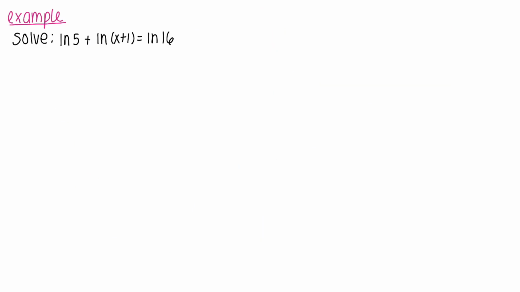All right, so let's do an example with three different logarithms on it. Now, there are two different ways you can go about this problem, so we'll talk about both of them. The first method you could use is you could move all the logs to one side and then change it to exponential form. So all ln's to one side and put in exponential form.